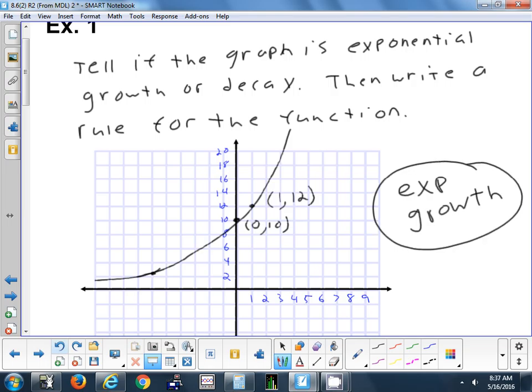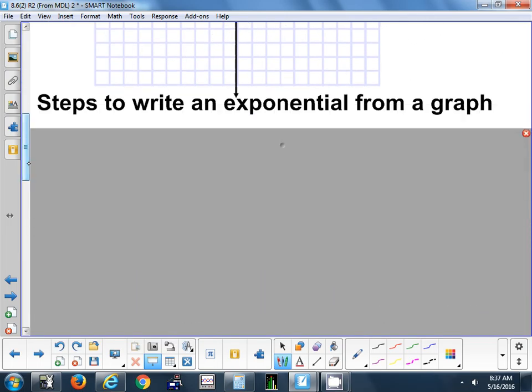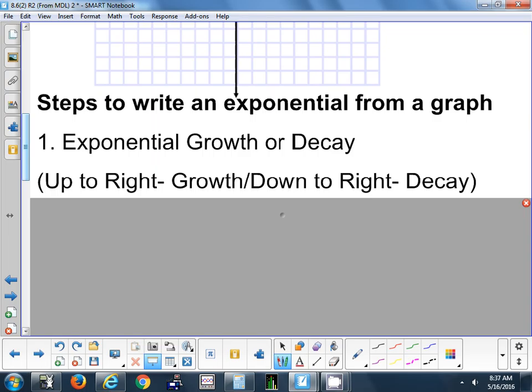Okay, now the second part of the question says write a rule for the function. To do that, we've got some steps. The first step, we already did: is it exponential growth or decay? When I ask you to do something like this, the first thing you're going to do is figure out whether it's exponential growth or exponential decay. And we already talked about that. If it goes up to the right, it's growth. Down to the right, it's decay. That's the first step, and this is based on looking at the graph: what you see visually, is it growth or decay?